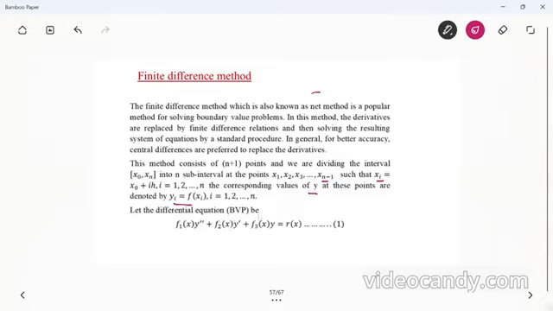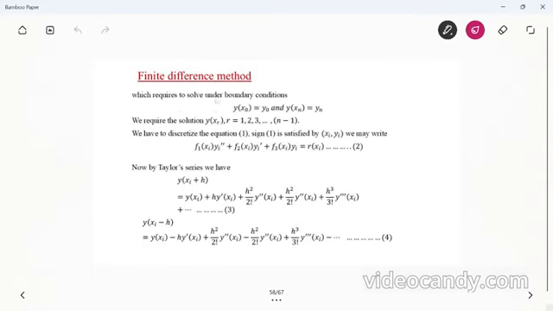Let the differential equation, that is the boundary value problem, be f1(x) y double dash plus f2(x) y dash plus f3(x) y equals r(x). That means the second order derivative, the first order derivative, and f3 y equals r(x). Next, our boundary conditions: y of x0 equals y0, y of xn equals yn.